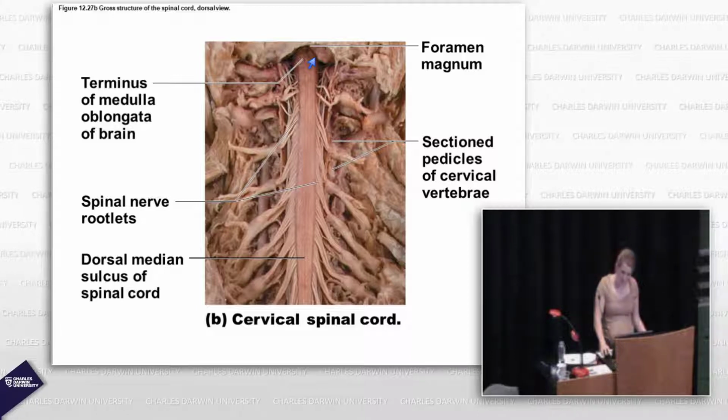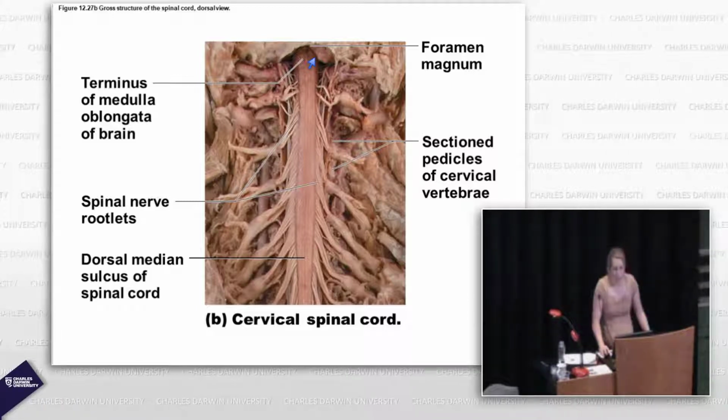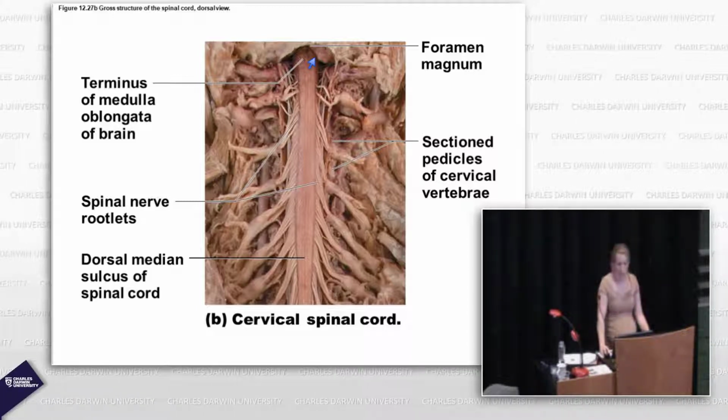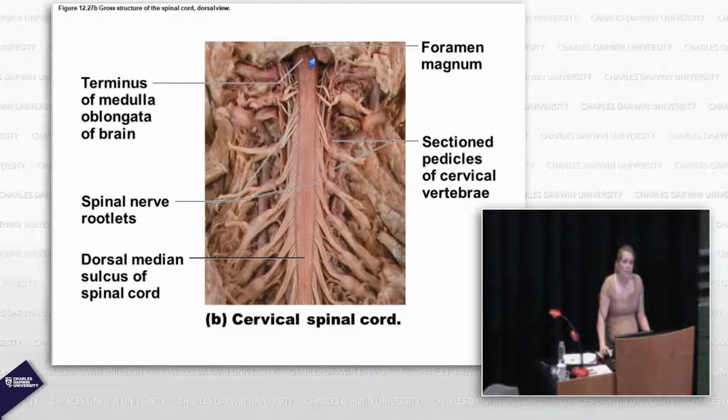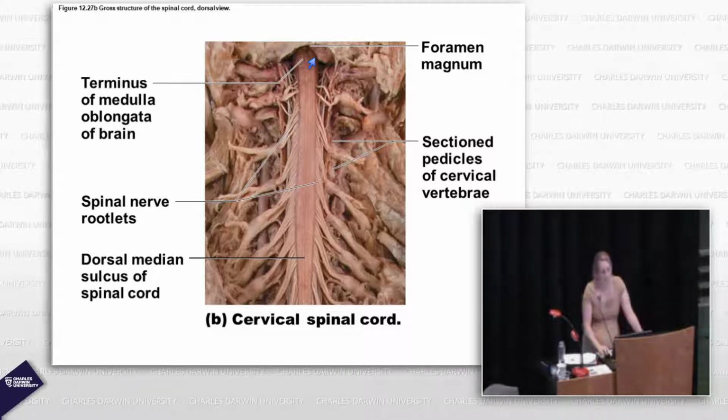We've also got in this picture the dorsal median sulcus. Sulcus basically just means crevice, and this crevice runs all the way along the spinal cord. So you can sort of see it in this picture where it's just a bit of a line running up and down the spinal cord.